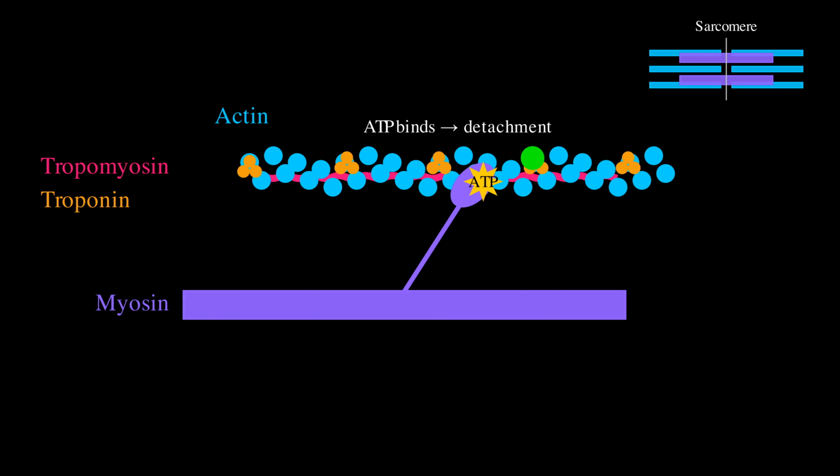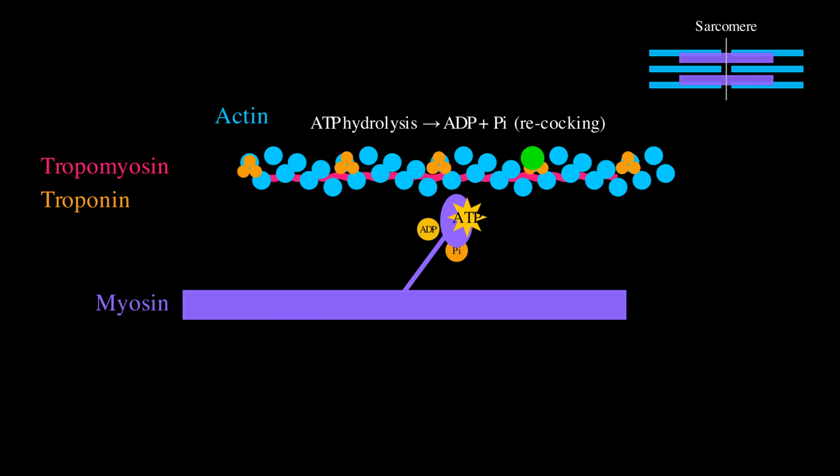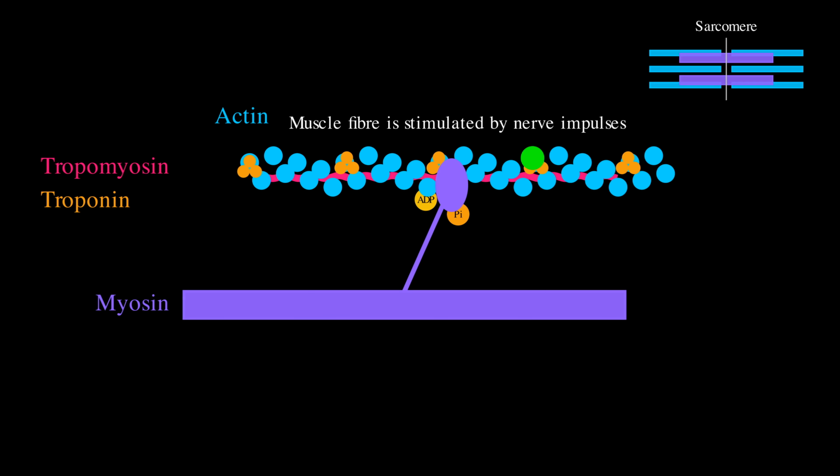Next, ATP binds to the myosin head and causes it to detach from the actin. Rigor mortis is a condition where there isn't any ATP, so the myosin head remains attached to the actin, locking the muscle fibres in this contracted position. ATP hydrolysis can then occur, which releases energy to recock the myosin head back to the original position so that the cycle can continue. The cycle can continue, assuming that the muscle fibre is continuously stimulated by nerve impulses, as this triggers the ongoing release of calcium ions from the sarcoplasmic reticulum.